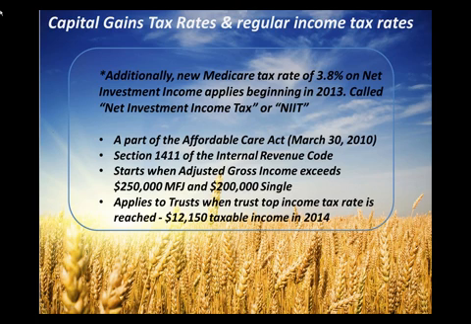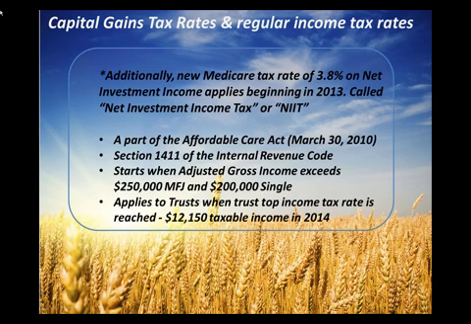What that asterisk indicates is that there's a new Medicare tax rate of 3.8% on net investment income that applies beginning in 2013. It's called the Net Investment Income Tax, or the NIIT. It was a part of the Affordable Care Act in March of 2010. It didn't kick in until 2013. It falls under Section 1411 of the Internal Revenue Code. We commonly call it Section 1411 tax, or the net investment income tax.